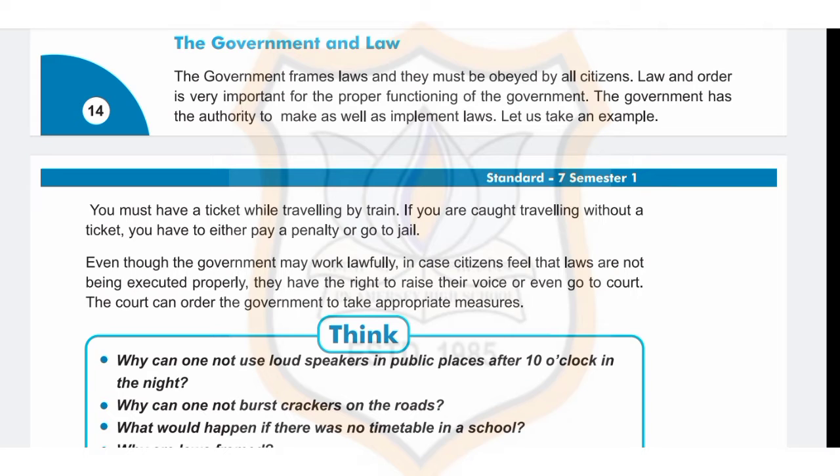The government acts lawfully. It tries to see that laws are executed properly. However, if someone feels that the laws were not executed properly, then the citizen can raise his or her voice and take the issue to the court. The court gives decision after probing into the matter and investigating the case thoroughly. Anybody who breaches the law is punished or fined.